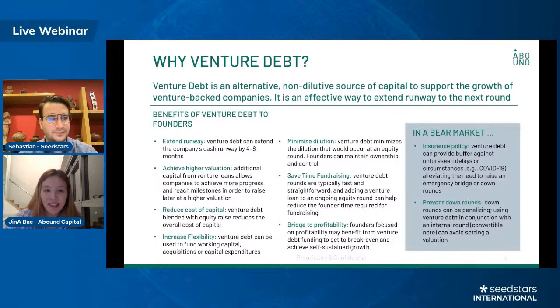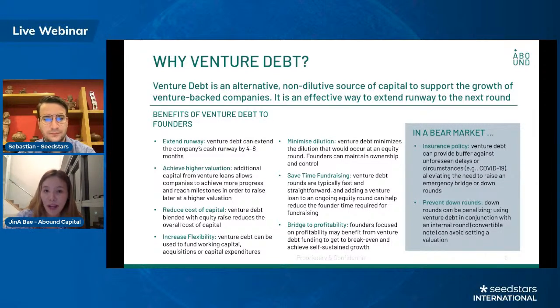The second benefit would be to extend cash runway. By adding venture debt to your existing or concurrent equity round, you're able to add about 4 to 8 months of cash runway, which could be really valuable because you're able to use this additional capital to achieve more and reach additional milestones before your next round. So this really enables you to raise at a higher valuation.